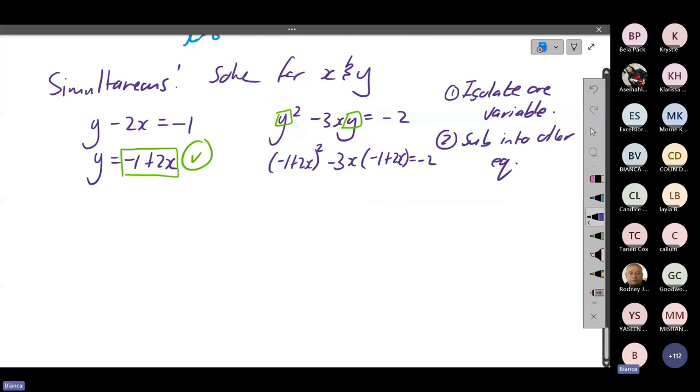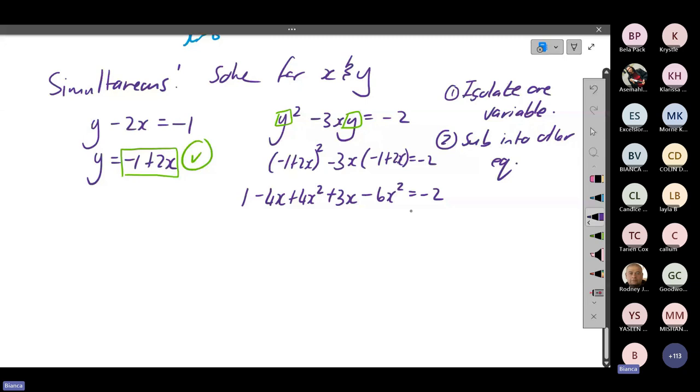Okay, what's next? Times out. Okay, if you can't square a binomial, what do you do? Expand and times out the brackets, right? If you can square a binomial, I am going to do that. You square the first term, you double it, 2 times negative 1 is negative 2, then you times it by 2x is negative 4x, and then you square the last term, 4x squared, times into your brackets, positive 3x times into your brackets, negative 6x squared equals minus 2. Oh, and what do you know? What do we see once again? Look to me. Quadratic.